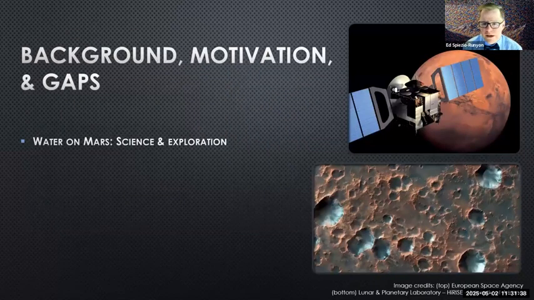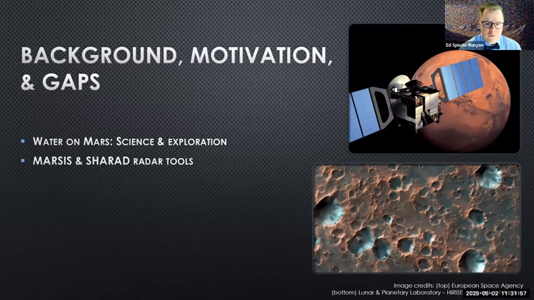So Mars once had rivers, lakes, and possibly oceans, but today any remaining water is hidden deep underground. Finding it matters for science, like understanding Mars's history and habitability, and for future human missions that depend on water for things like fuel and life support.